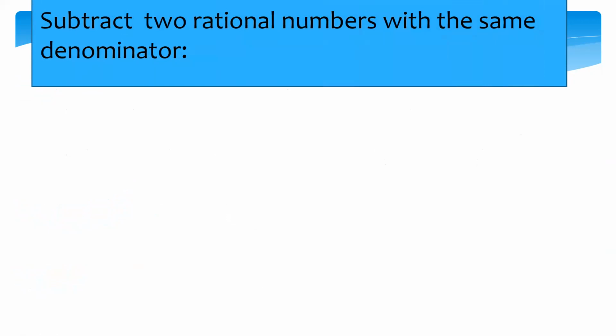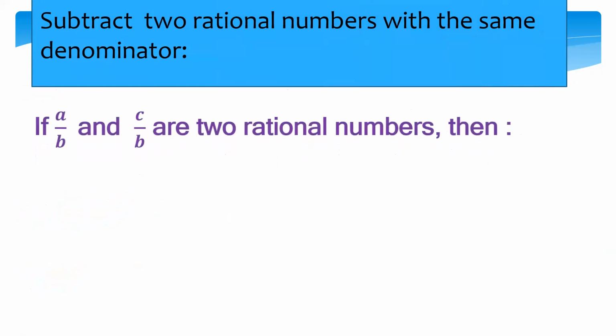Subtract two rational numbers with the same denominators. If I have a over b and c over b as two rational numbers, then to subtract them, I will put the denominator as it is and convert minus into plus. Make a plus negative c, and put the denominator as it is, as we have the same denominator. Then the result will be a minus c over b.